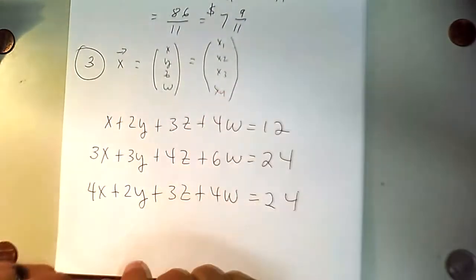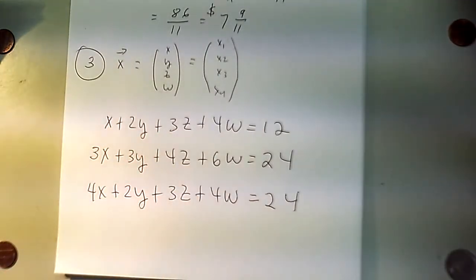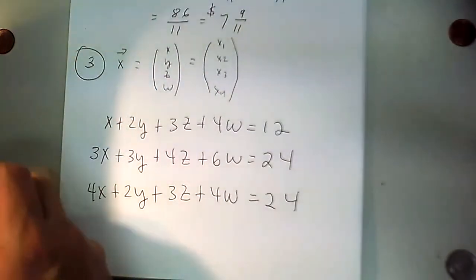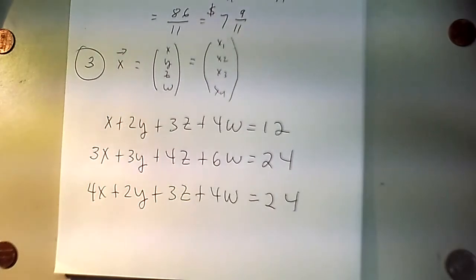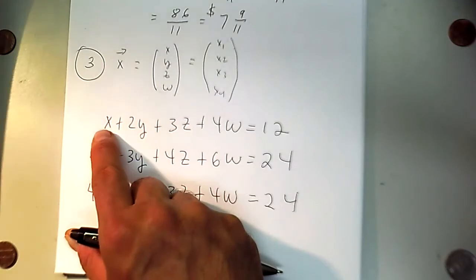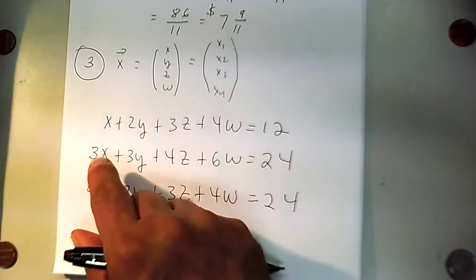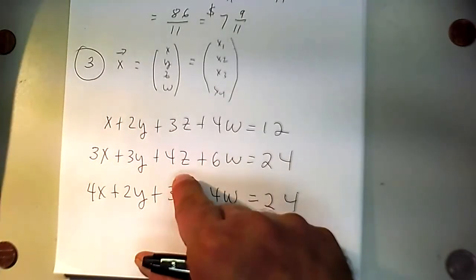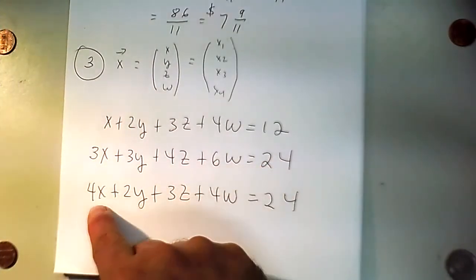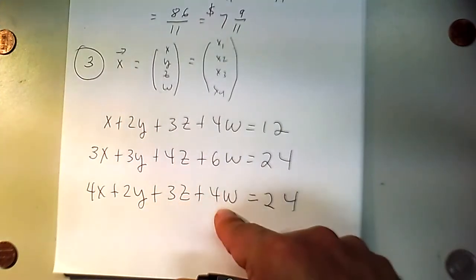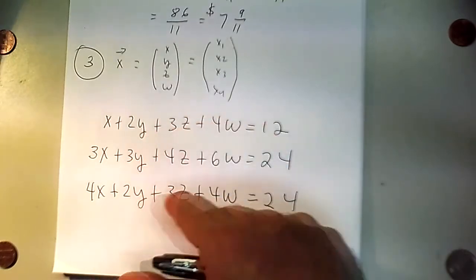So we have 4 variables, and I cannot draw this anymore. If we had 3 variables, x, y, and z, we can have 3 dimensions, which I can draw. 4 dimensions, I refuse to draw, I cannot draw 4 dimensions. So this has to be done pretty much by just the math. I'm just going to check the coefficients. So 1, 2, 3, 4, 12; 3, 3, 4, 6, 24; 4, 2, 3, 4, 24 again. So we want to solve this system of equations.